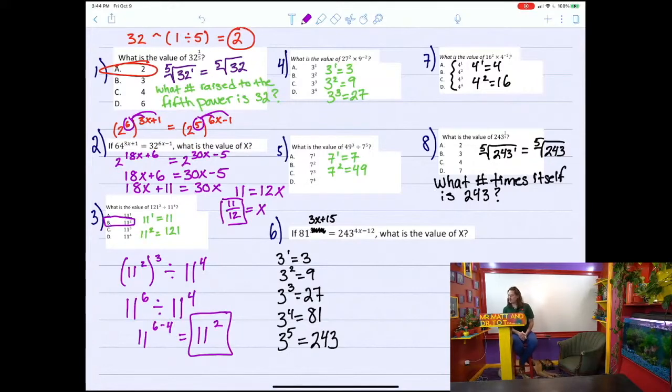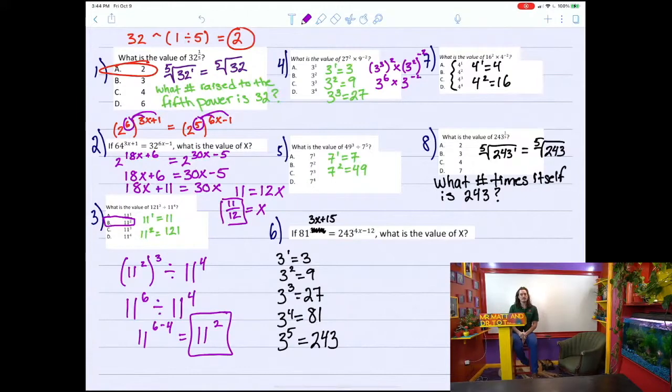For number 4, what's the value of 27 squared times 9 to the negative 2 power? So we can rewrite 27 as 3 cubed, and then that's still squared, times, and instead of 9, I'm going to write 3 squared, and that's still raised to the negative 2 power. So now we can take a power of a power. 3 times 2 is 6, so this is going to turn into 3 to the 6th power. 2 times negative 2 is negative 4, so this is going to turn into 3 to the negative 4th power.